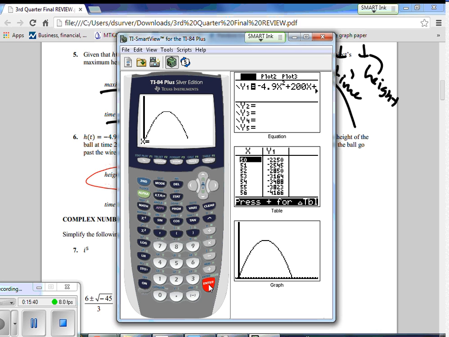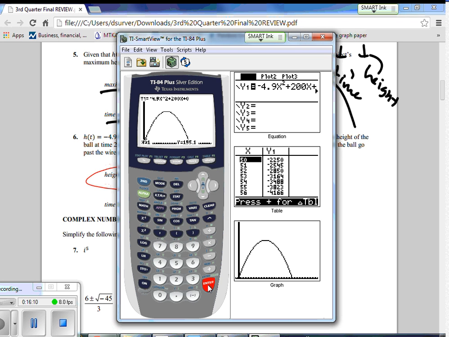Second, calculate value. What does it pop up with right away? X equals. So I have to tell it what the X is. What's X again? It's time. And the time is, I think they wanted us to put in 1. So I put in 1, I hit enter, and here it is at 195 feet. So 1 second in, it's up 195 feet, which makes some sense because it was at a velocity of 200, but gravity's pulling down on it, so it's not going to be quite 200.